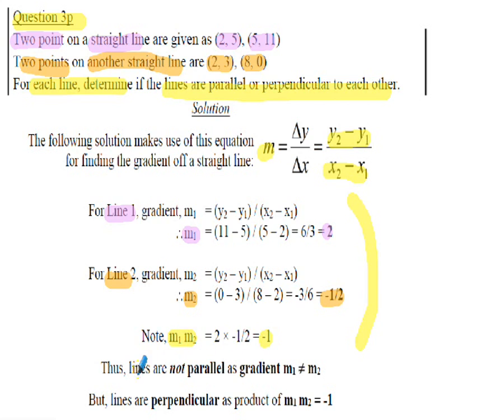So in this case the lines are not parallel because the gradient m1 does not equal m2, but the lines are perpendicular because the product of m1, m2 is -1.